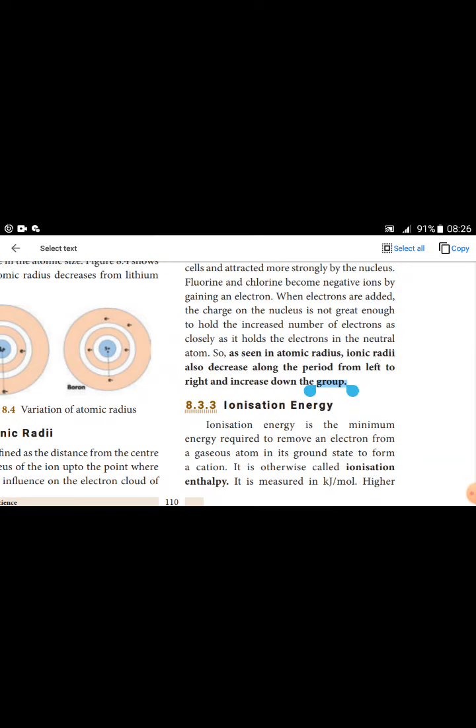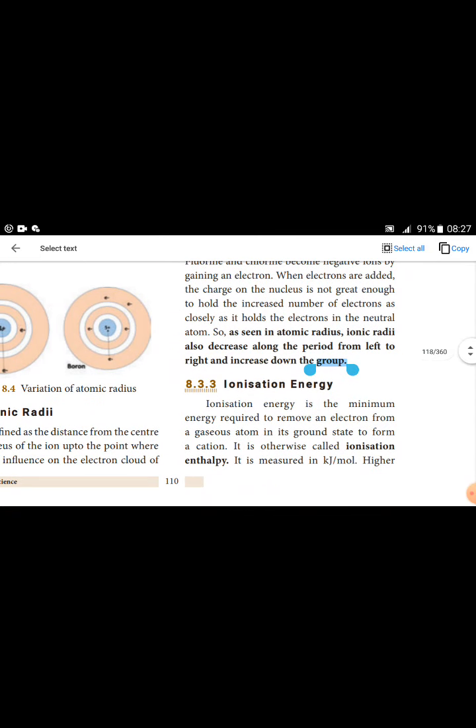Similar to the atomic radius, the ionic radius also decreases along the period. So when you go along the period, atomic radius decreases, ionic radius also decreases. But at the same time, when we go from top to bottom, when we move down along the group, the atomic radius and ionic radius also increase.